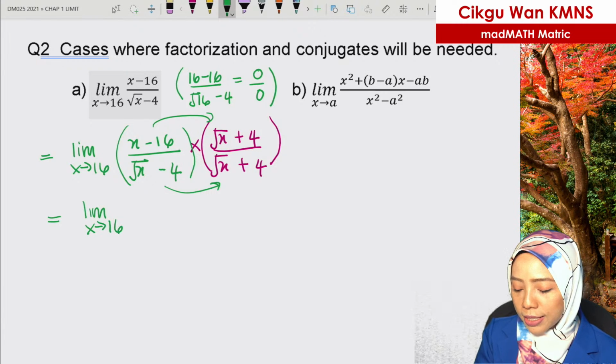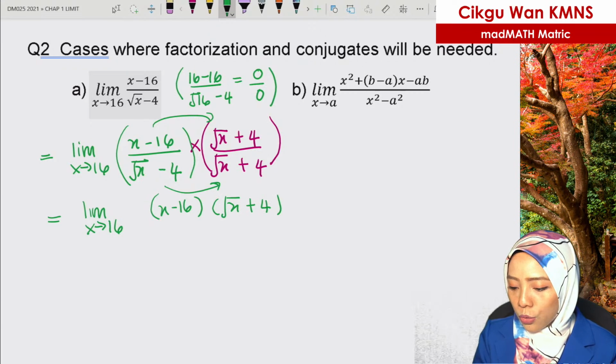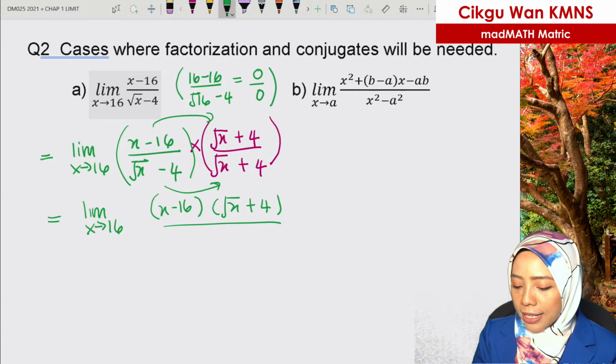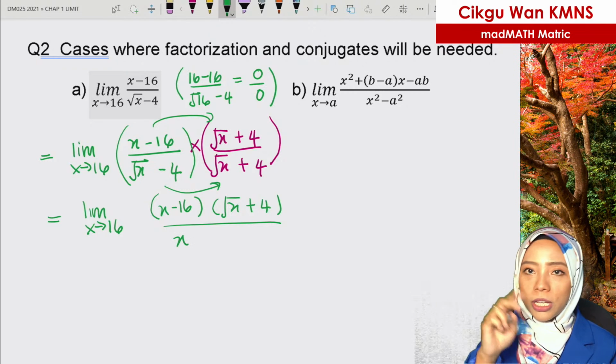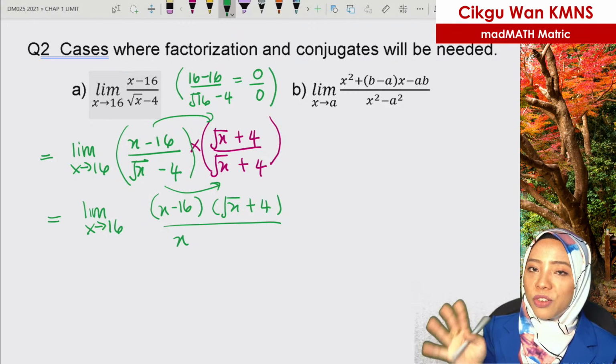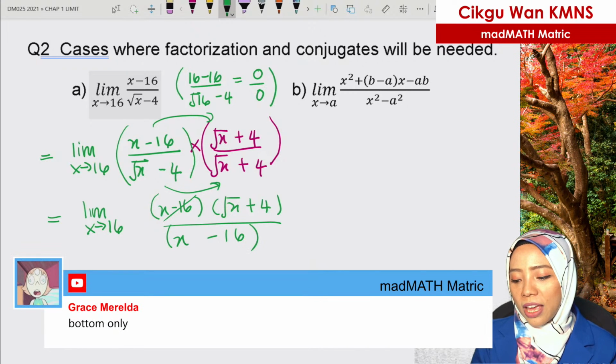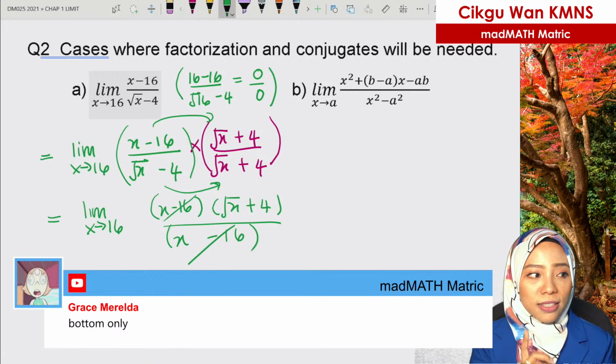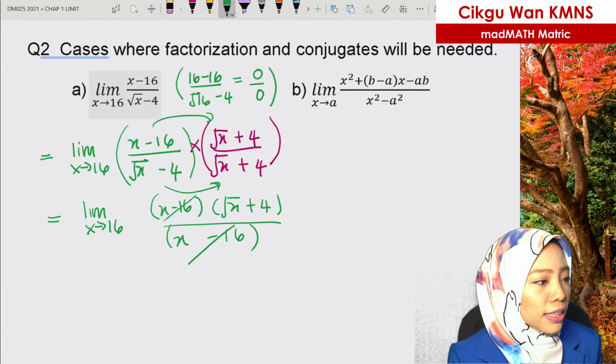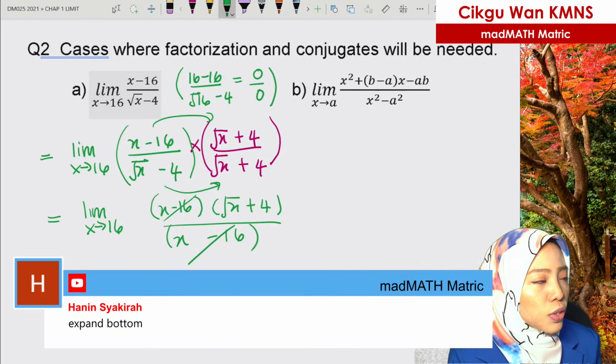Okay, limit as x approaches 16. So x minus 16 remains as x minus 16, and then square root of x plus 4, over square root of x times square root of x is x. You know that with the conjugate, plus 4 square root of x and minus 4 square root of x cancel out each other. So negative 4 times 4 is negative 16. So we have x minus 16 at the top and x minus 16 at the bottom. Earlier Hanin said bottom only. Very good. Saleha also said bottom.